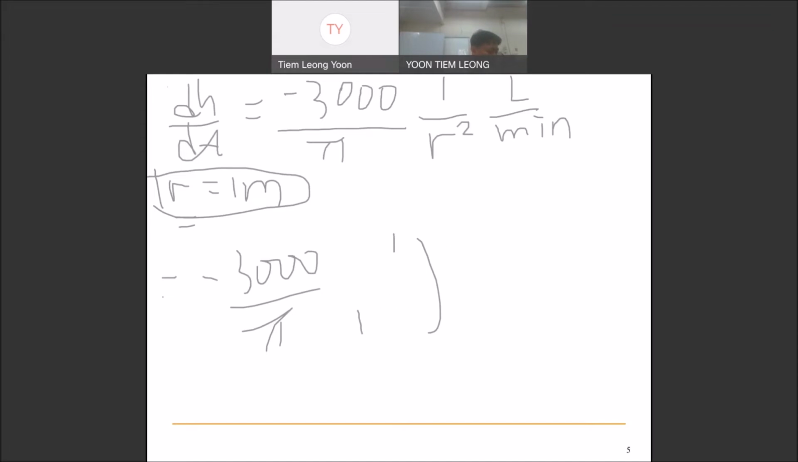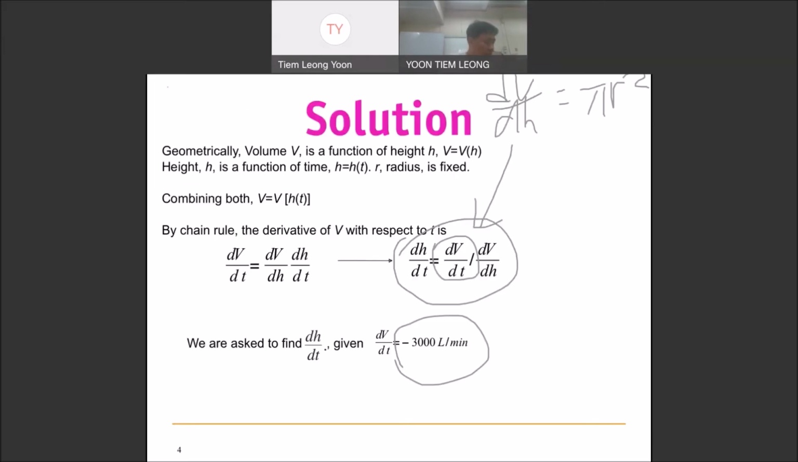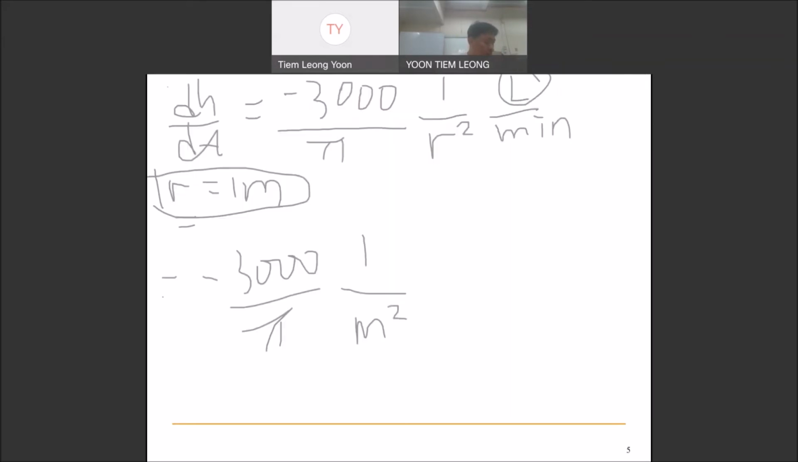So let me just write it in a more clean manner, which is just equals to 1 meter squared. That comes from r equals 1 meter, slotted into the expression for r squared. Then you have to look at the liter, so you have to express the liter in units of meter. So 1000 liter is 1 meter cube. So 1 liter is 10 to the power minus 3 meter cube. That is the relationship that you will slot in for liter.